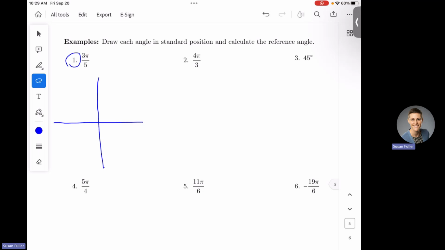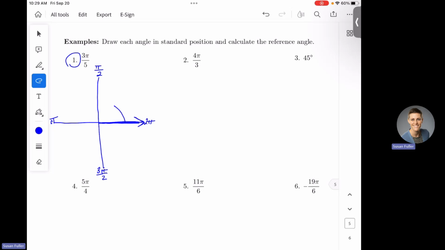Okay, so if I want to figure out where 3 pi over 5 is, this is a positively rotating angle. It's going to start here along the positive x-axis in standard position and rotate up counterclockwise, and we just have to figure out where the terminal side is going to land. As we rotate positively, up here at the top would be pi over 2 radians. Over here on the left would be pi radians. Down at the bottom would be a positive 3 pi over 2 radians. And over here would be 2 pi radians.